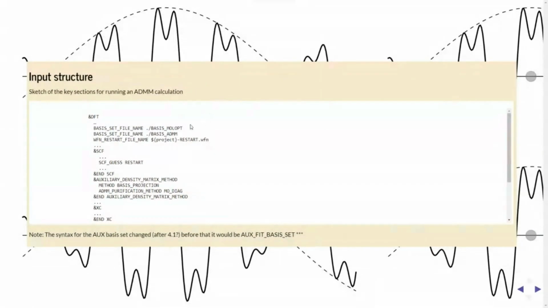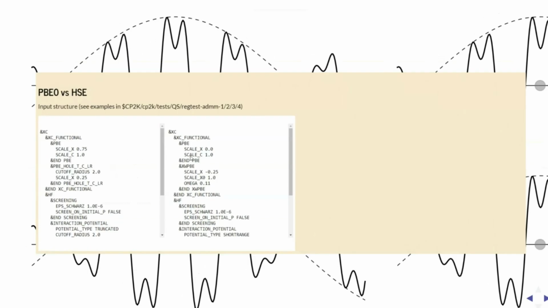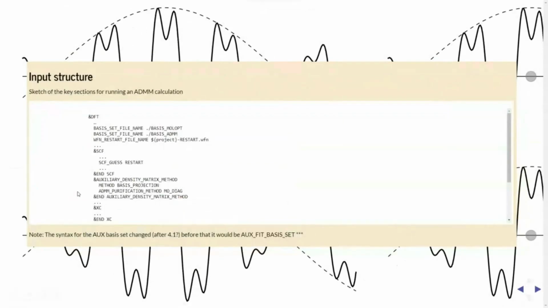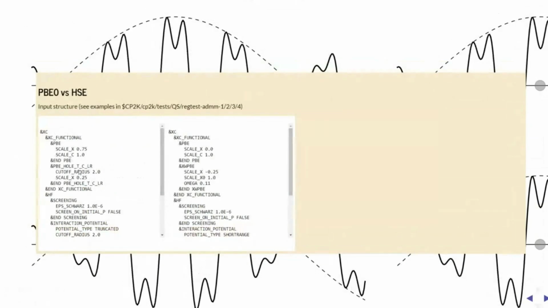I'll really just leave this for reference. There are examples around this, a couple of input files in the shared folder. Happy to answer questions later, or even come and spend a bit of time with people who want to run these calculations themselves after the fact. But essentially, you need to add in this auxiliary density matrix method. You need to specify the functional. The full specification can be a bit painful, so I put another example for B3LYP there.